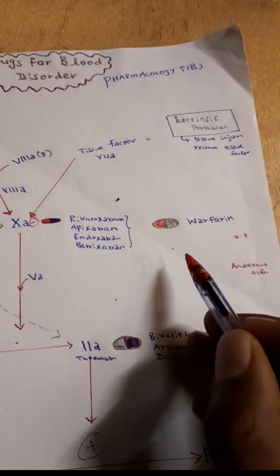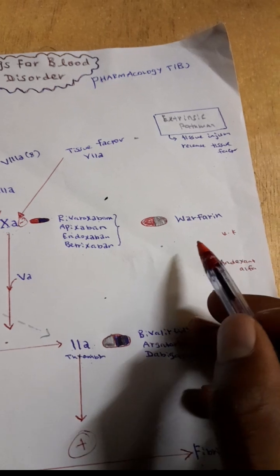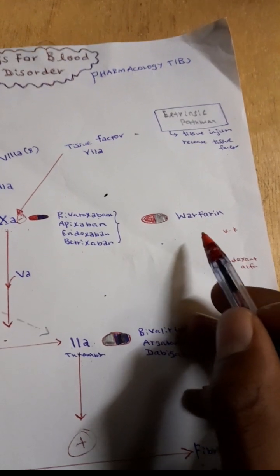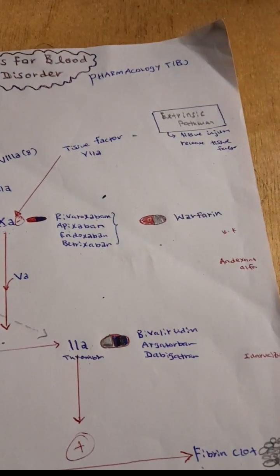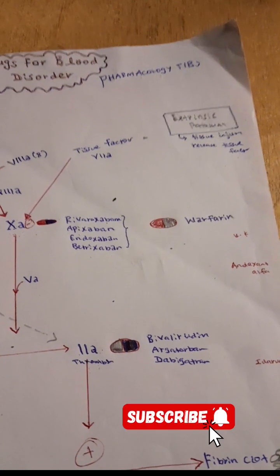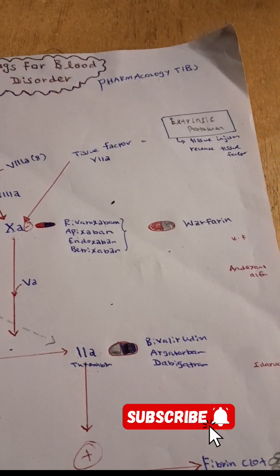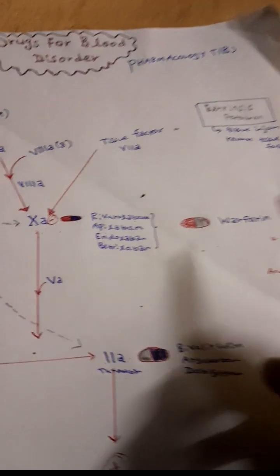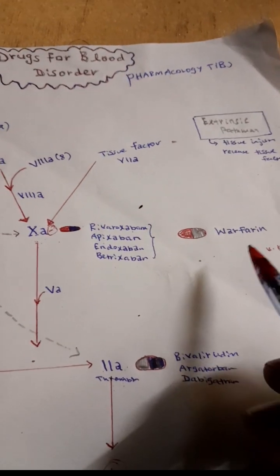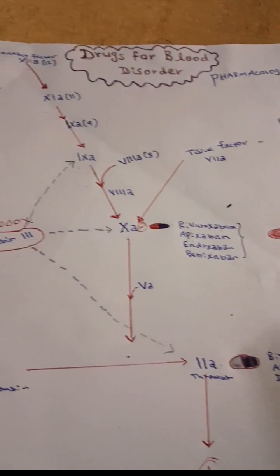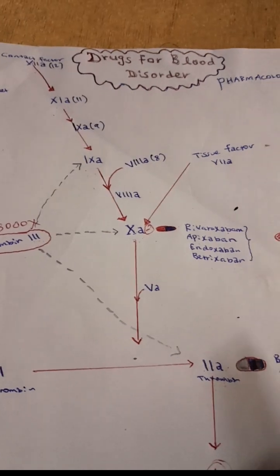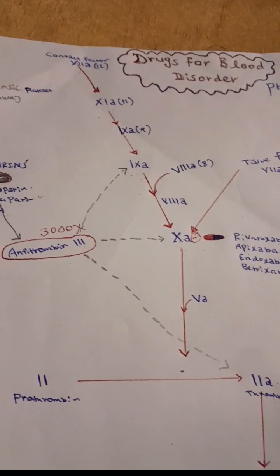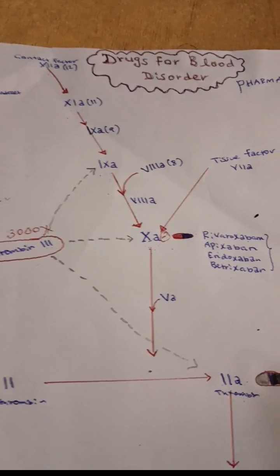The other medication is warfarin. The structure of warfarin is like that of vitamin K. So warfarin is a competitive inhibitor of vitamin K, and warfarin inhibits the enzyme known as vitamin K epoxide reductase. Vitamin K is essential for the formation of different coagulation factors like factor 7, 9, 10, and also factor 2.